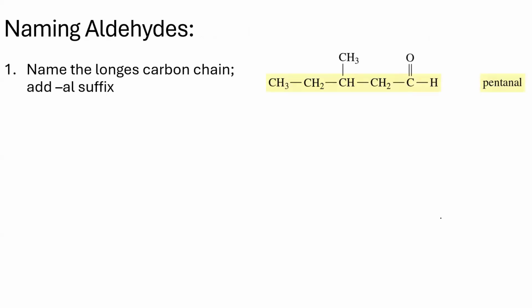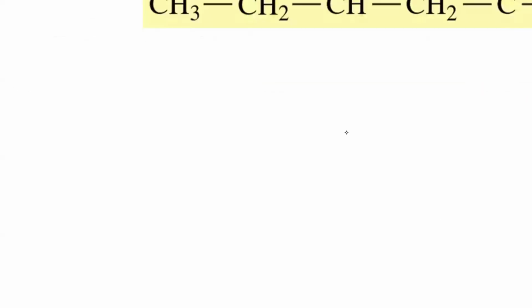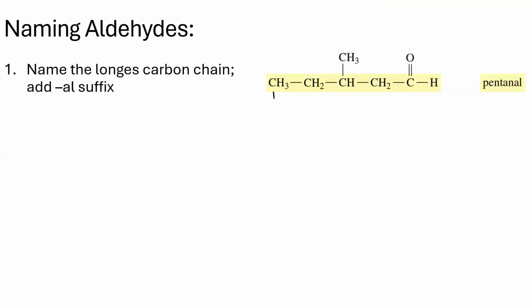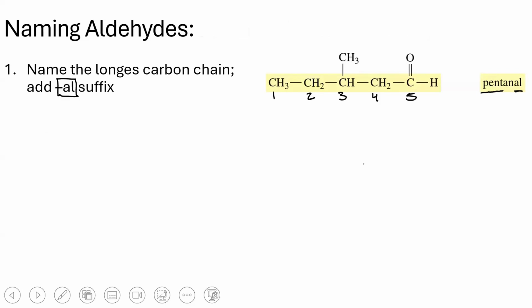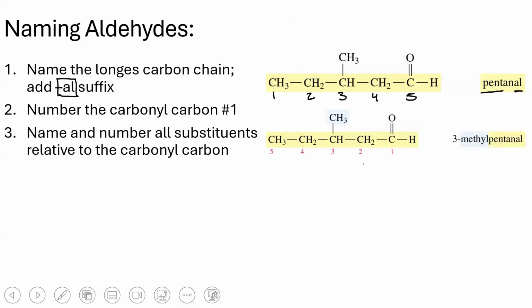When it comes to naming aldehydes, first you want to name the longest carbon chain. So in this case, in this chain, we have 1, 2, 3, 4, 5 carbons. So we have pent. And then the suffix for the aldehyde group is al. So it's pentanal.